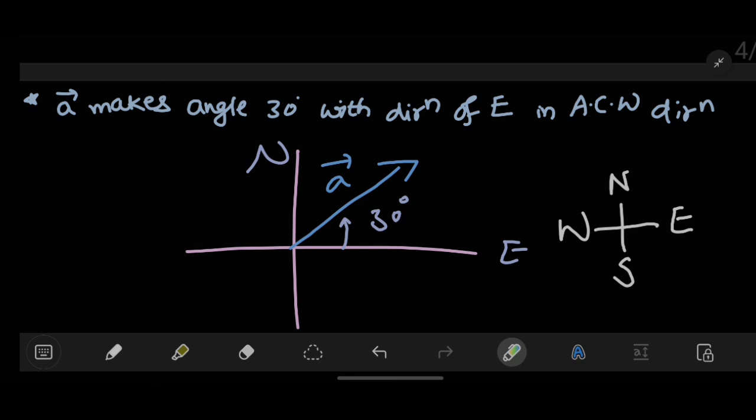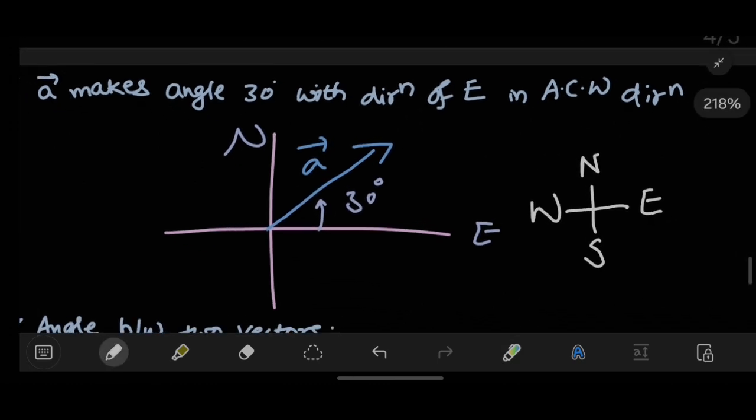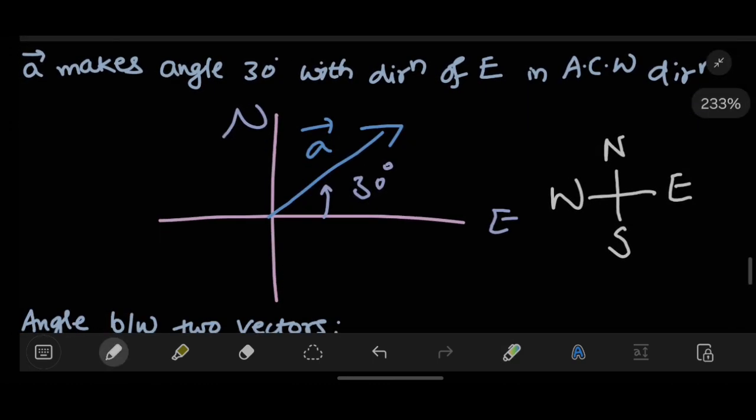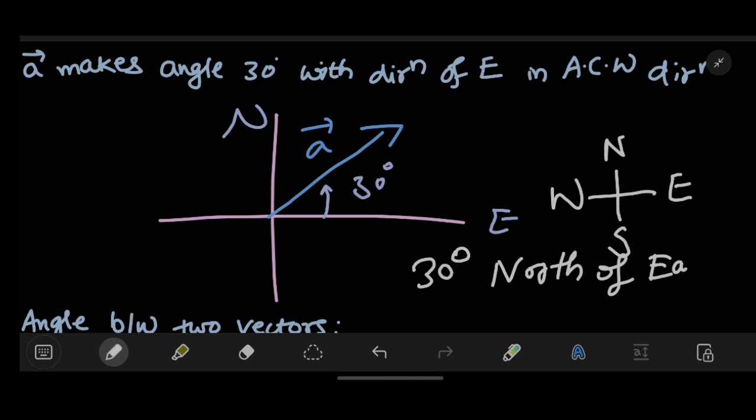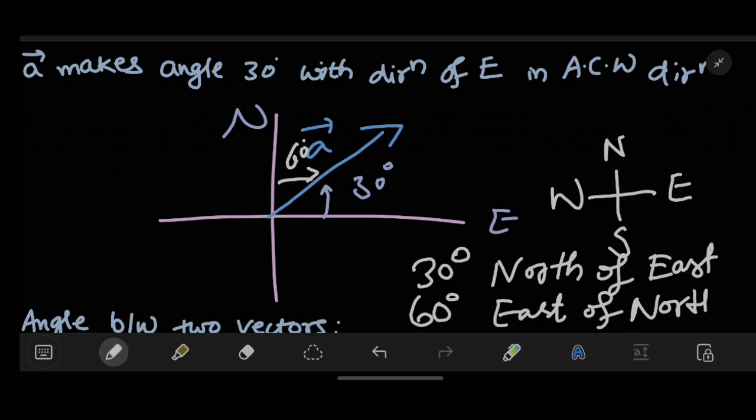Now how do we say this? Then you should state the direction this way, a very important point. Note it. The direction is 30 degrees north of east. Very important: north of east. And this other angle is 60 degrees, right? The rest of it: 60 degrees east of north. This notation is also important. North of east means you measure from east, 30 degrees, north of east. And this 60 degrees is east of north.